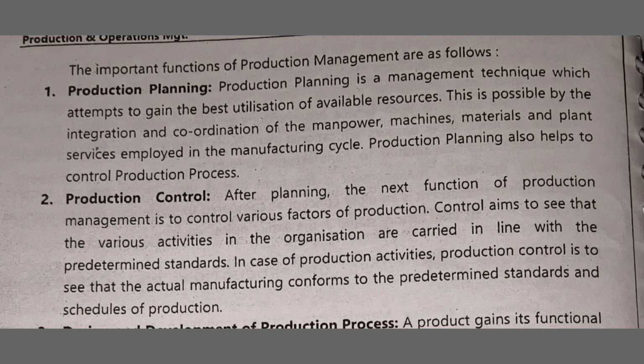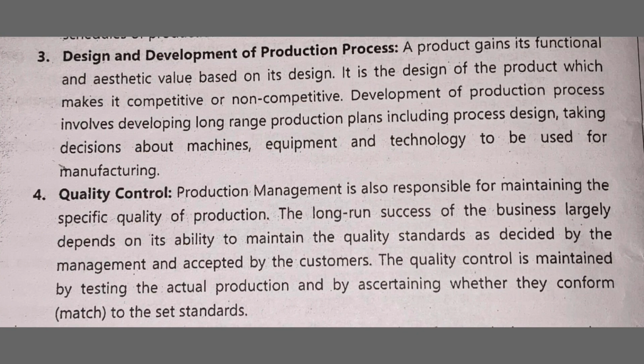Second, production control. After planning, the next function of production management is to control various factors of production. Control aims to see that the various activities in the organization are carried out in line with the predetermined standard. In case of production activity, production control is to see that the actual manufacturing conforms to the predetermined standard and schedule of production.